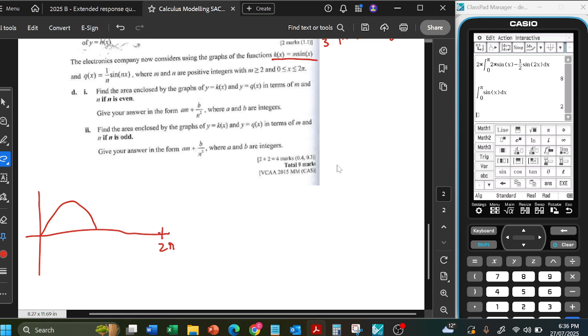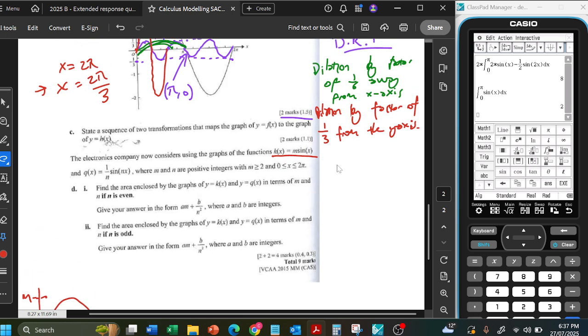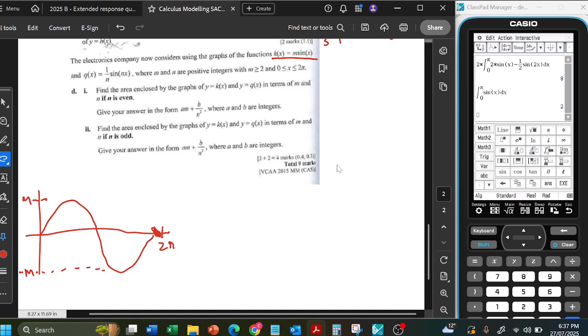So it's going to look something like this, right? Where the maxima and minima, I know it's not perfect, so I'm just using a stylus here, but this is 2 pi here. The maxima is the value of m, and the minima is a value of negative m. So that's what we're oscillating between here. So we're told that m is greater than or equal to 2, and also we now have to consider the graph of q(x), which looks like this one here.